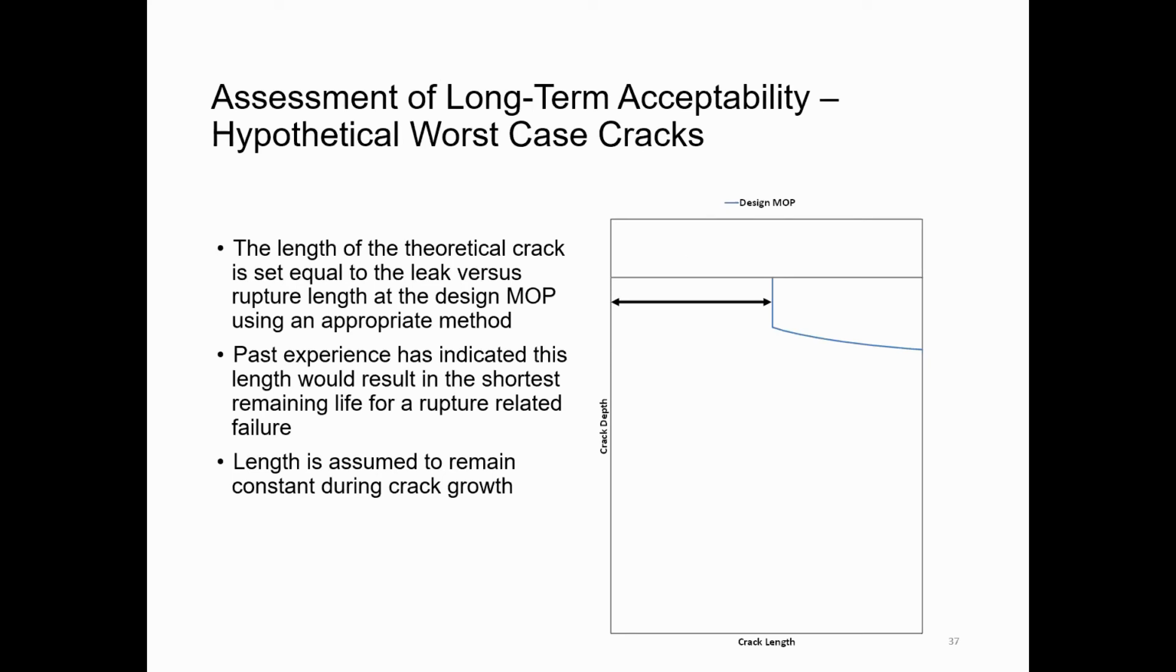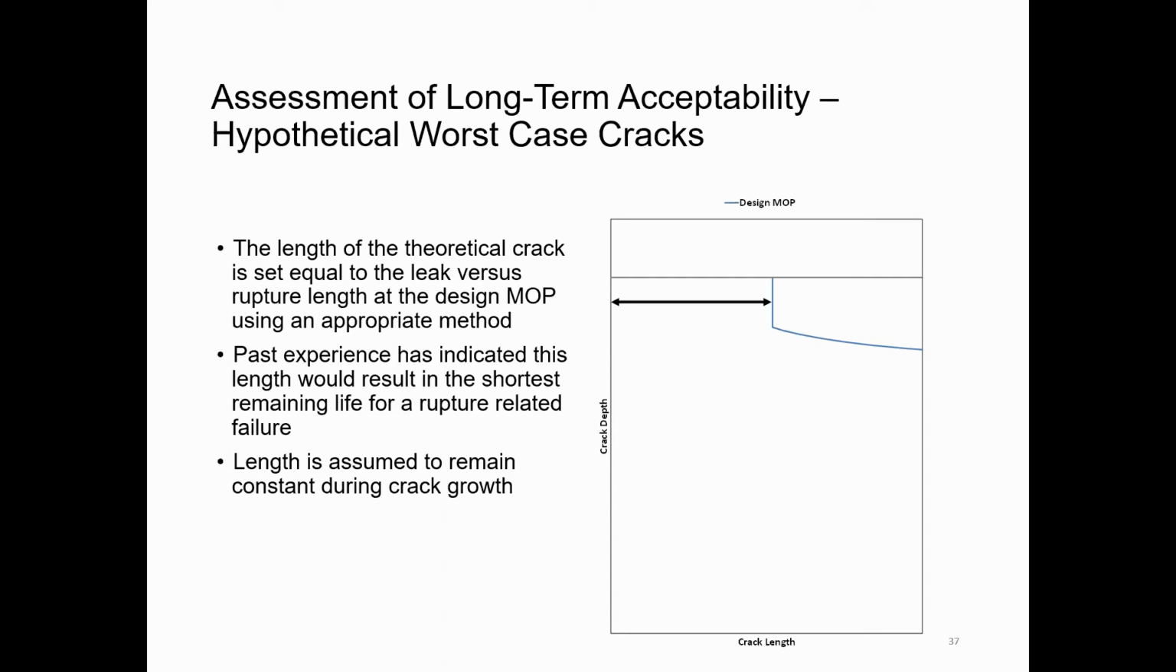So this is an example of it. The curve here just indicates, at the MOP, the length and depth of a flaw that would fail at MOP. Our recommendation, if you were to have to do this kind of assessment, is you determine the length based on the leak versus rupture length at the MOP. It turns out, based on our experience, that that length has the shortest remaining life associated with it. And then when growing cracks, we recommend that you assume the length remains constant.